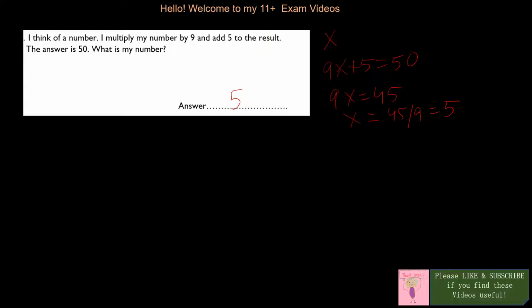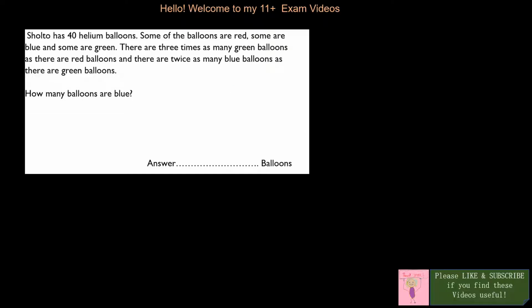Okay, the next question. Sholto has 40 helium balloons. Some of the balloons are red, some blue, and some green. There are 3 times as many green balloons as there are red balloons, and there are twice as many blue balloons as there are green balloons. How many balloons are blue?